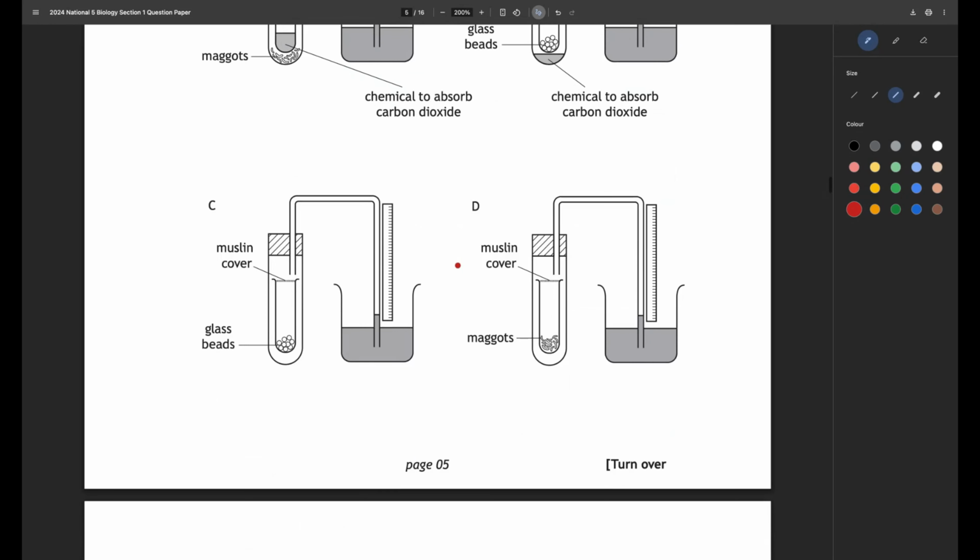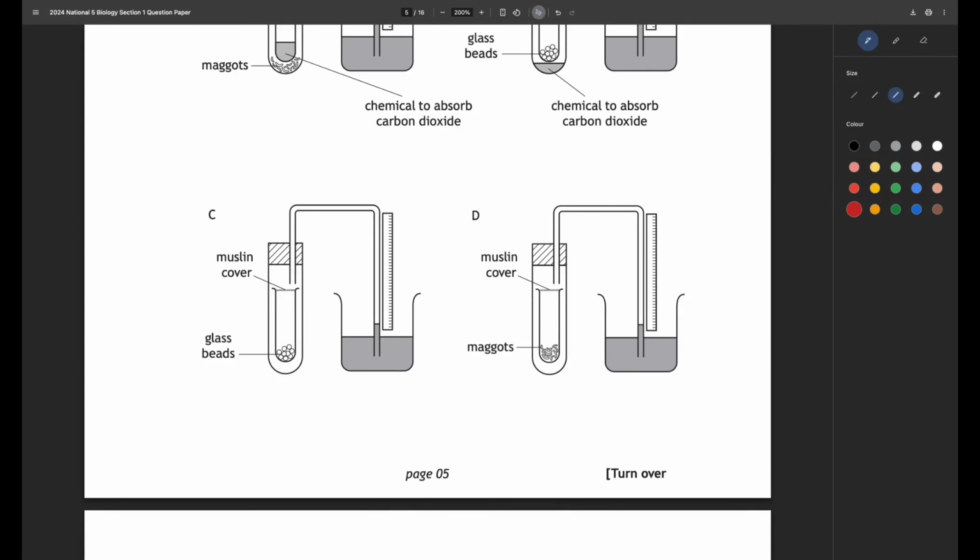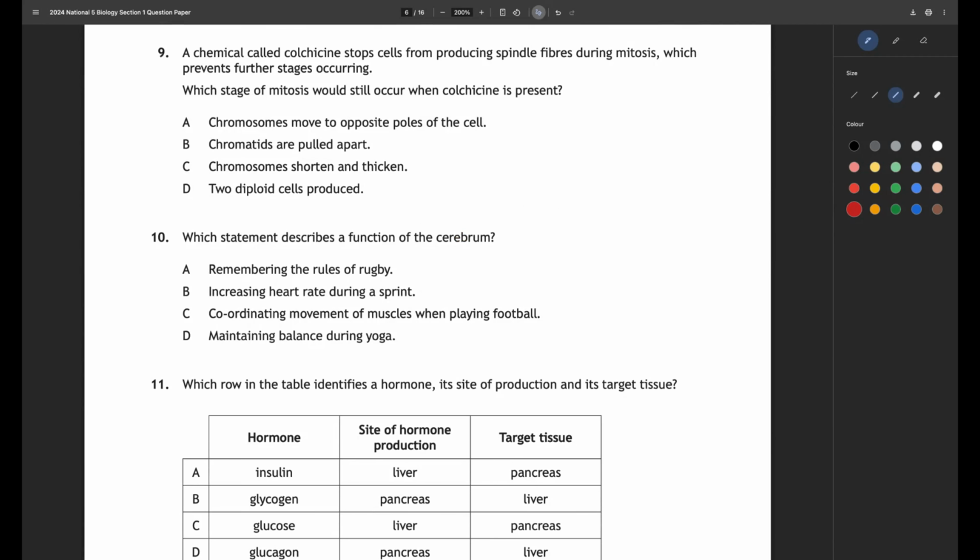Okay, where we've replaced the factor we're investigating, i.e. the maggots, and them carrying out respiration, and we've replaced them with these glass beads here and kept everything else the same. Okay, number 9, a chemical called colchicine, I don't know if I pronounced that right, stops cells from producing spindle fibers during mitosis, which prevents further stages occurring. Which stage of mitosis would still occur when colchicine is present? Okay, so if it stops the cell from producing spindle fibers, which stage is that going to affect?